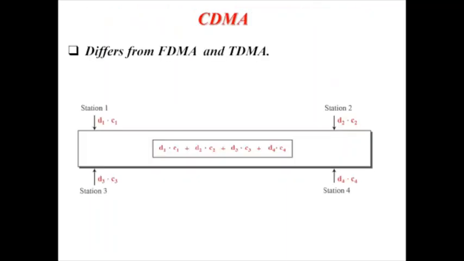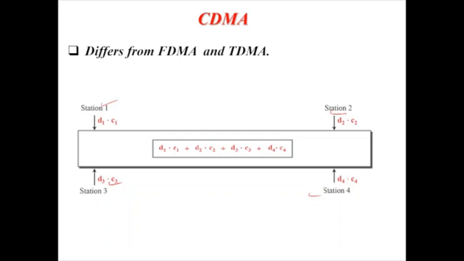Next is code division multiple access. Here we are talking about dividing the stations on the basis of the codes allocated to a station. To understand this code division multiple access, we'll talk about a system with four stations, shown over here: station 1, station 2, 3, and 4.